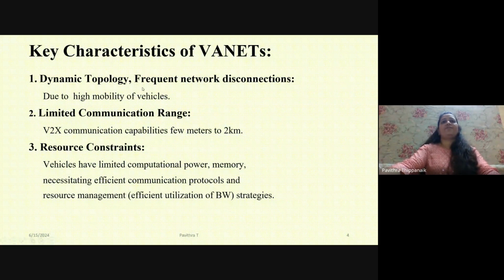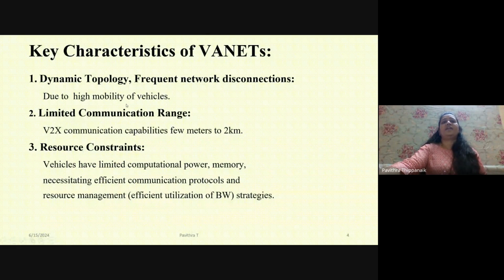Our VANETs have frequent network disconnections and a dynamic topology. That means that since our vehicles keep on moving, the vehicles cannot be connected to a single network for a longer time duration, because when we talk about DSRC, the maximum area it can cover is almost around 2 kilometers only. Since our vehicles are moving continuously and can easily cross the 2-kilometer area, very frequently our vehicle will get disconnected from a particular network, and again it has to dynamically join the other network. Therefore, the network will keep on changing. That is why we say that there are frequent network disconnections and a dynamic topology.